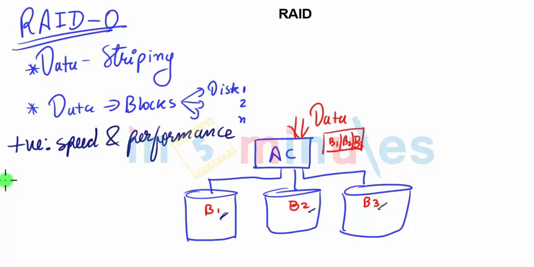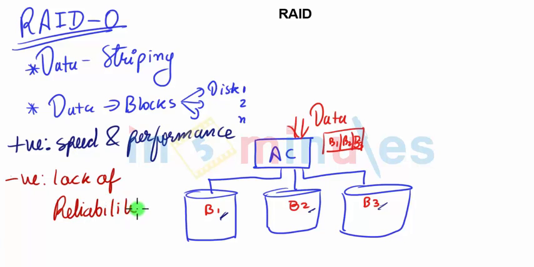The negative part of this thing is it has lack of reliability. Means what? Obvious thing, if one of the disks fails, consider in our case the third disk fails, the remaining data only has a block of the overall information, so at the end of the day it is not going to be useful. But this is going to be used only where high performance is required. So we shifted to another RAID level.